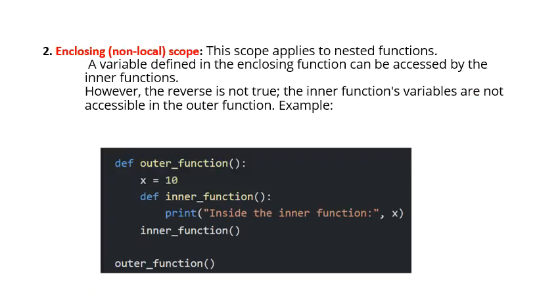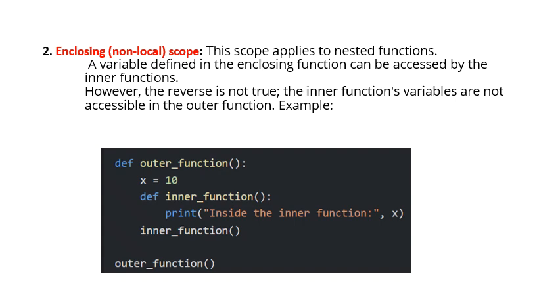Non-local scope, that is enclosing scope. This scope applies to nested functions. A variable defined in the enclosing function can be accessed by the inner functions. However, the reverse is not true. That is, the inner function variables are not accessible in the outer functions.